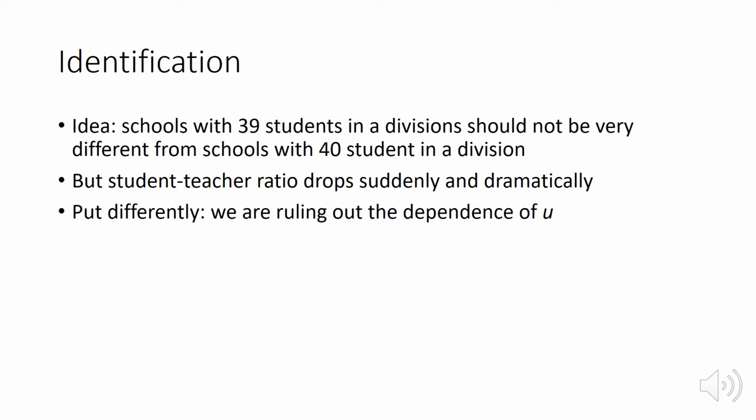A school with 39 fourth grade students, on average, probably looks pretty similar to a school with 40 fourth grade students. But we have dramatically different student-to-teacher ratios because of this rule, even though those two schools on either side of the cutoff probably look very similar to one another. Put differently, we're ruling out alternative explanations. We're ruling out all these other things that could be influencing class size or student-to-teacher ratio.